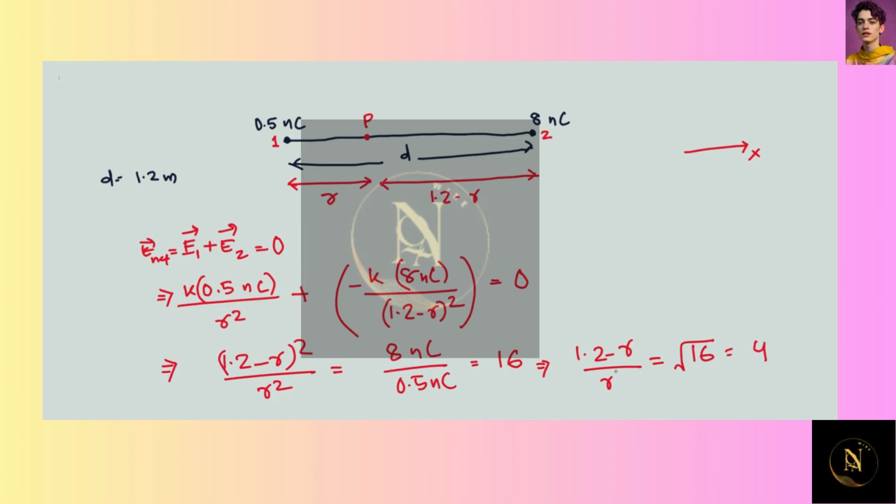So now as you can see, we have an equation in terms of r. So we can solve for r, and r is going to be equal to 0.24 meter. So now we can say that the electric field will be 0 at a distance 0.24 meter from the charge 0.5 nanocoulomb on the line joining them.